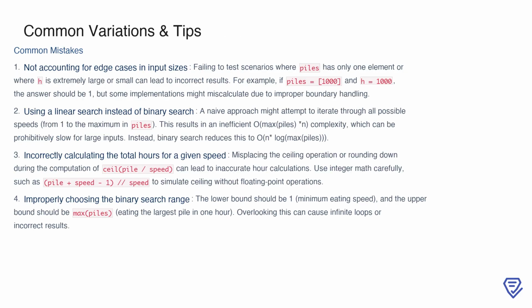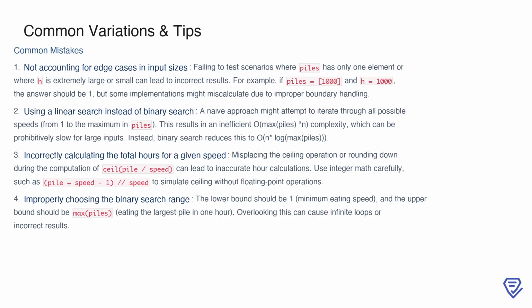When solving this problem, there are a few common mistakes to watch out for. First, failing to handle edge cases in input sizes can lead to incorrect results. For instance, if there's only one pile or if the number of hours is extremely large or small, your implementation might break. Consider the example where piles equals [1000] and h equals 1000. The correct answer is 1, as Koko can eat the entire pile in 1 hour each day. However, poor boundary handling could cause miscalculations.